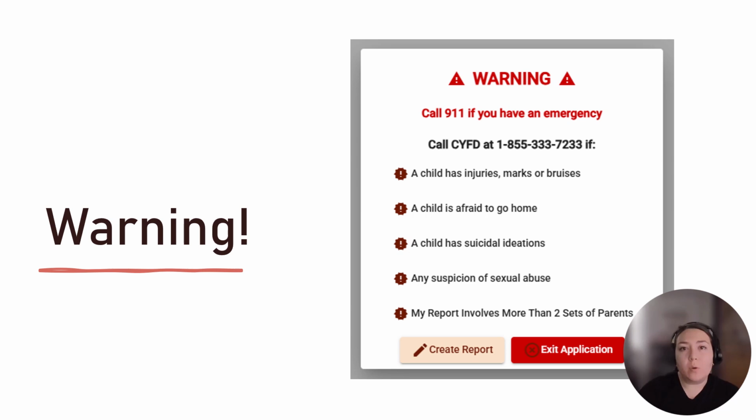Now that you are in the portal, you will be presented with a warning. If the report you are making includes any of the following extenuating circumstances, click Exit Application and call Statewide Central Intake to make the report over the phone. If the report you are trying to make does not include these circumstances, click Create Report to proceed with the online reporting process in the Cara portal.